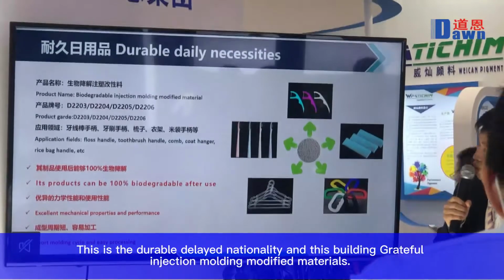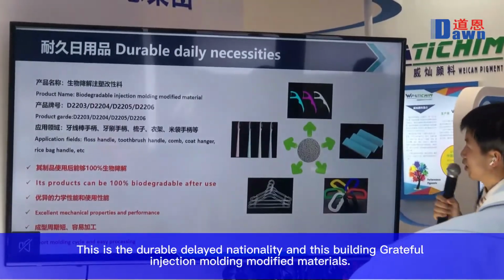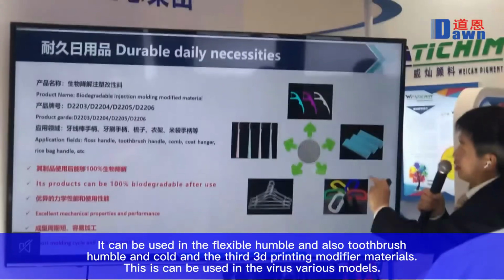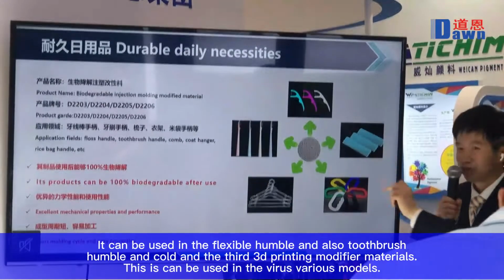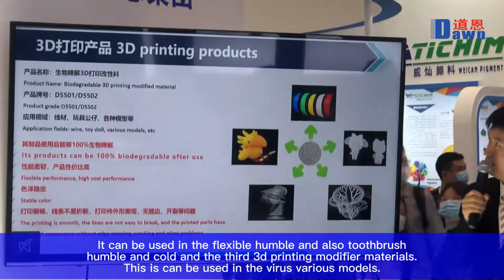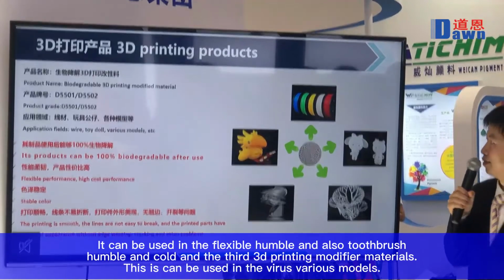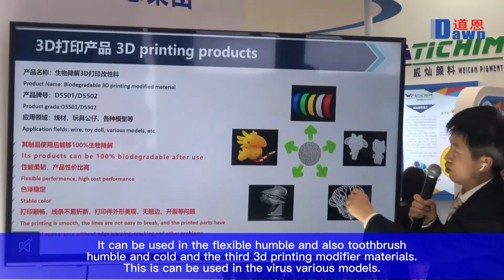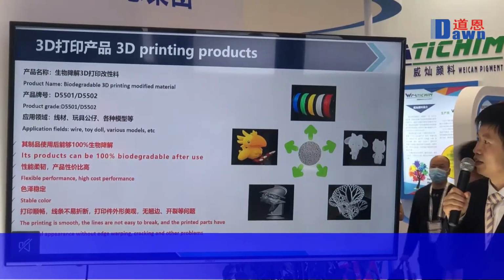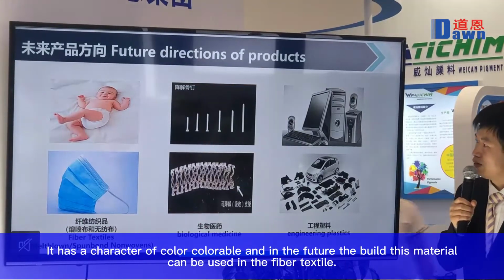This is for durable daily necessities, the biodegradable injection molding modified materials. It can be used in flexible handles, toothbrush handles and combs. And the third, 3D printing modifier materials, can be used for various models. It has the characteristic of being colorable.